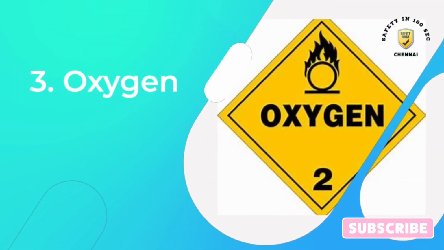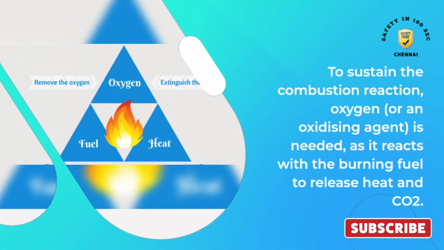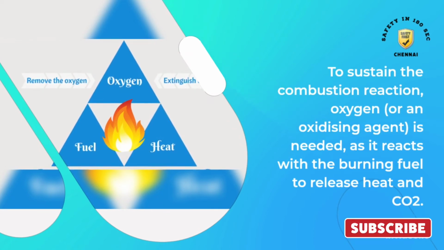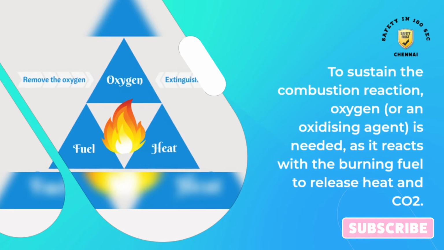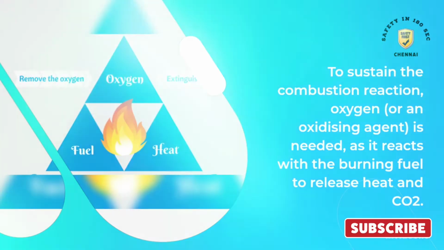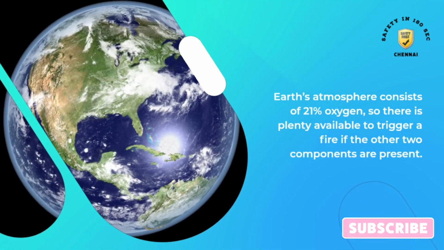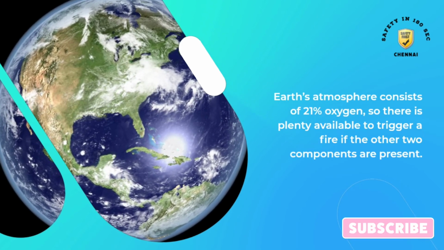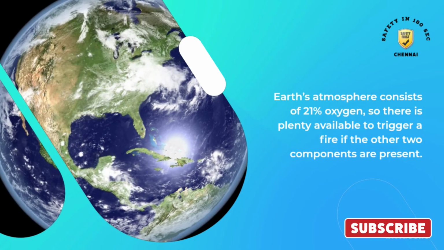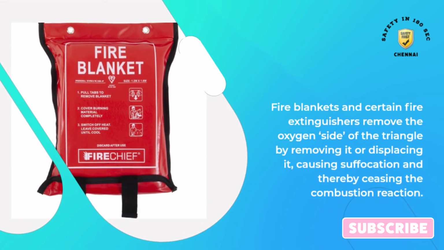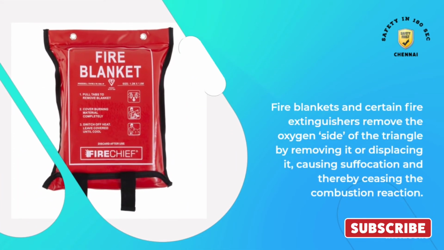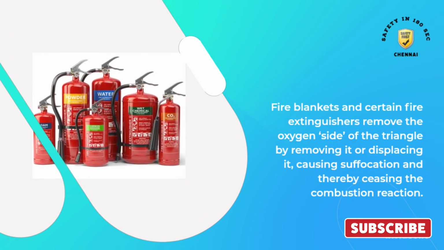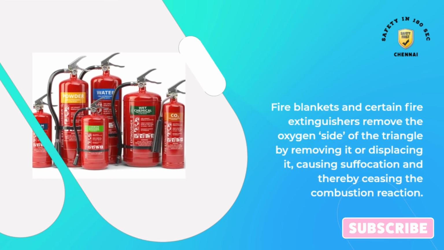3. Oxygen. To sustain the combustion reaction, oxygen, or an oxidizing agent, is needed, as it reacts with the burning fuel to release heat and CO2. Earth's atmosphere consists of 21% oxygen, so there is plenty available to trigger a fire if the other two components are present. Fire blankets and certain fire extinguishers remove the oxygen side of the triangle by removing it or displacing it, causing suffocation and thereby ceasing the combustion reaction.